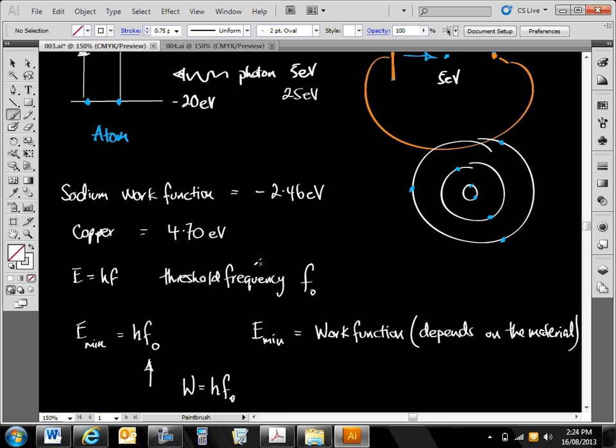We define this work function as well, and we've done that earlier. Work function of copper is 4.7 eV. Can anybody remember the definition of work function?